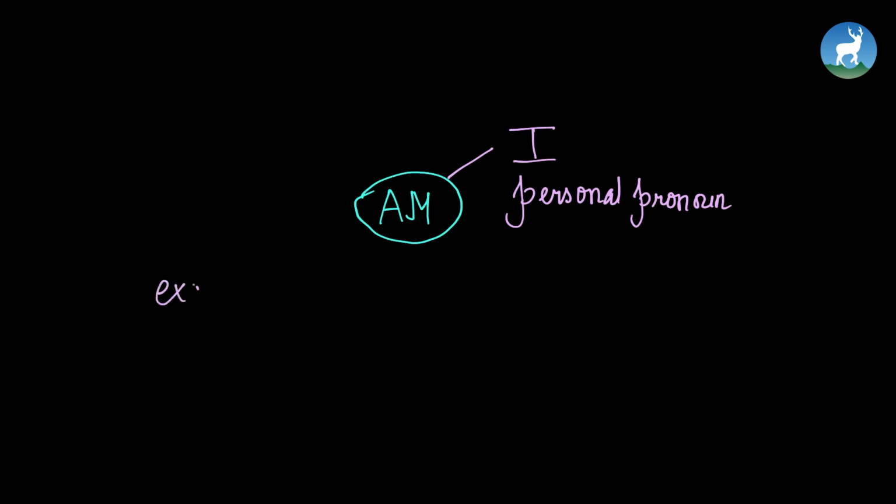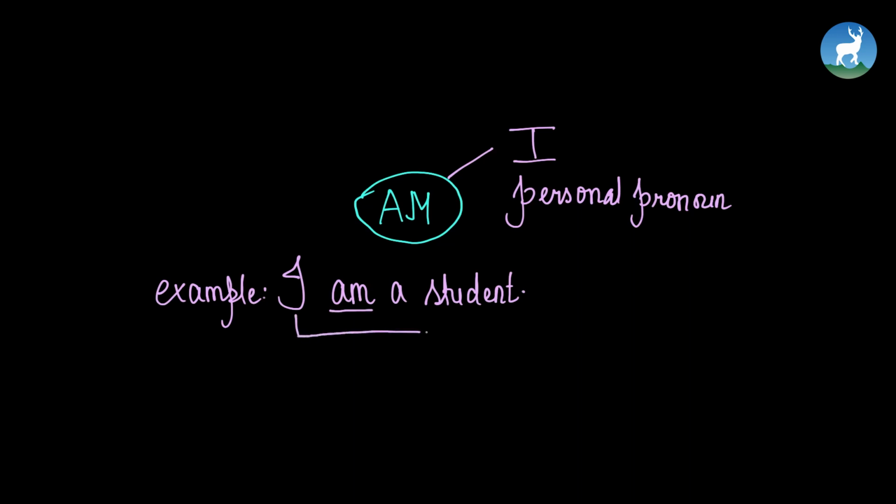When do we use am? We use am to, of course, link the first part of the sentence to the second part of the sentence. Am is always used with the personal pronoun I. So let's start the sentence using I am a, let's say, student. Here, am is describing I, right? It's linking the first part of the sentence to the second part. With the help of am, I is being described, right?